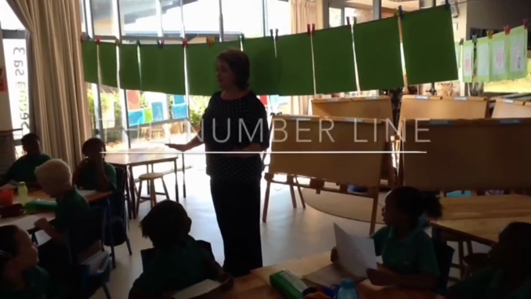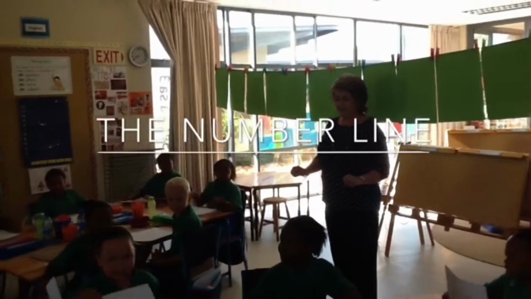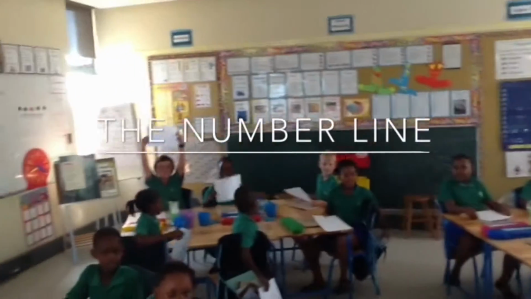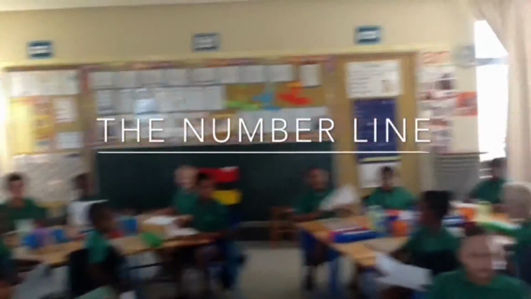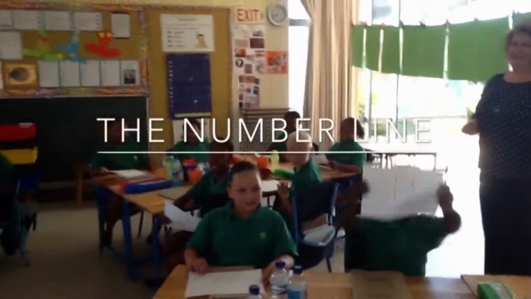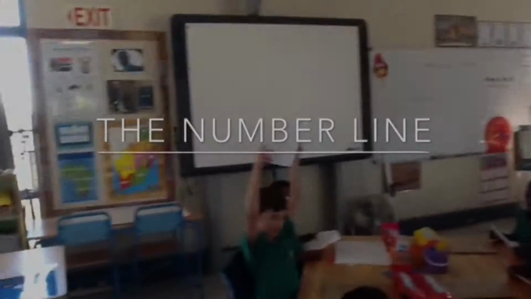Tables, we are going to build a number line. And who starts? Begin. 0, 1, 2, 3, 4, 5, 6, 7, 8, 9, 10, 11, 12, 13, 14.